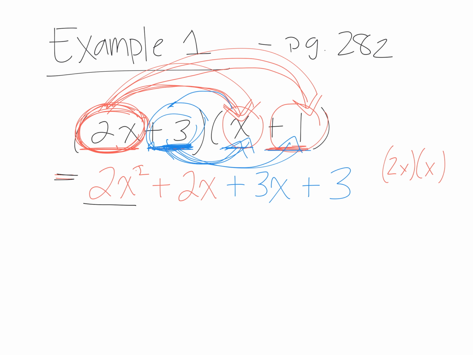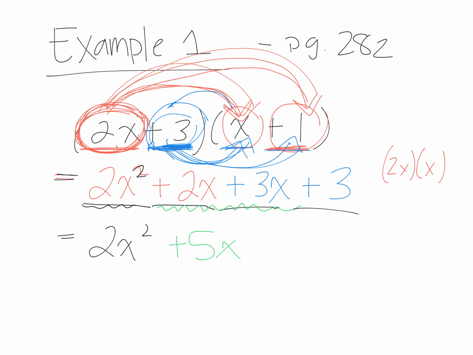I have 2x squared plus 2x plus 3x plus 3. I have a 2x squared term. Do I have any other terms that are like 2x squared? There's no other term that has a squared in it, right? So that has to stay by itself. Now I have a 2x and a 3x. Can I just combine those together? If I have 2 x's and 3 x's, how many do I have all together? Good. I have 5 x's.